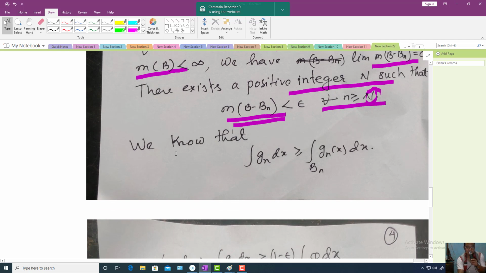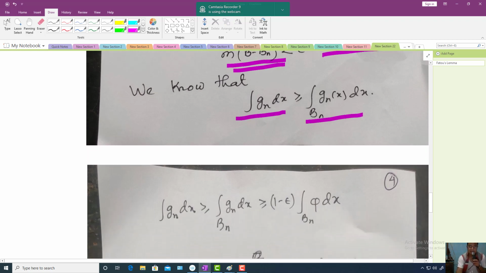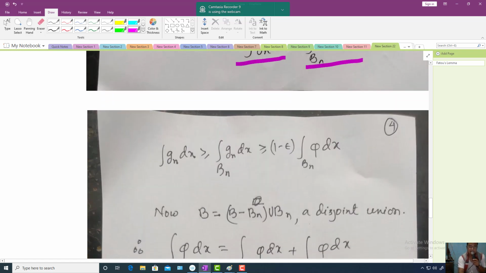Okay, so that is from the definition of limit. Now again, here the integration is on the whole set of real numbers R, and Bn is a subset of R. Therefore, by that theorem we did earlier, this integration of g is greater than or equal to this one, because the domain is different. Here it is the whole of R, here it is a subset Bn of R.